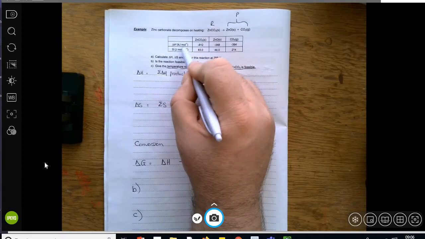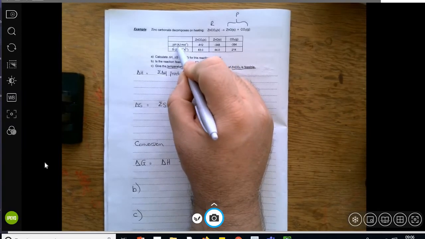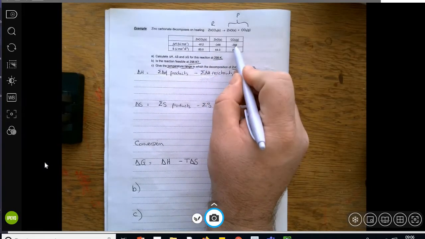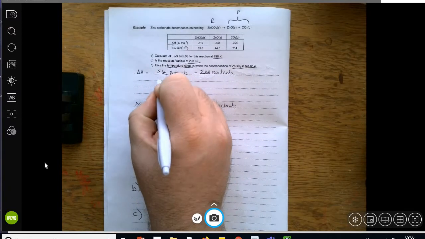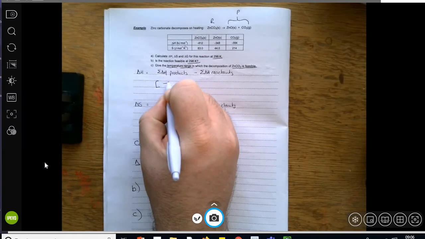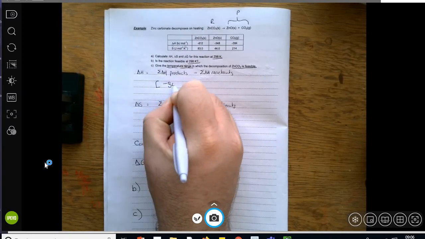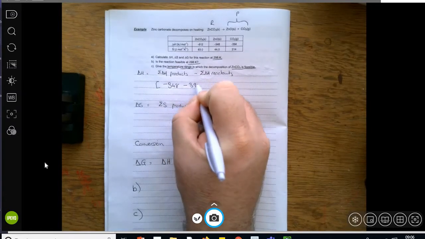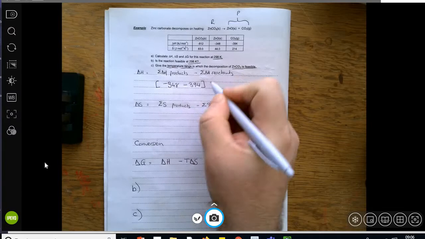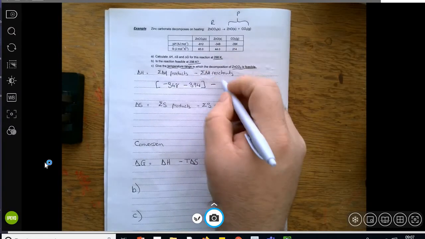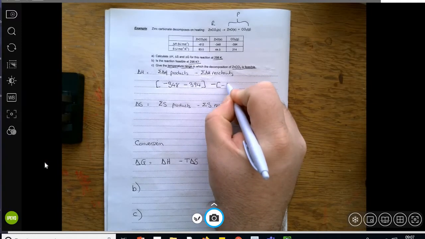Okay, so if I'm going to work this out, I'm looking at the table, we've got the delta H formation here, and notice they're in kilojoules per mole. So if we're going to work this out, we've got products minus reactants. So I'm going to put these into square brackets, just so I'm grouping them together. So I've got minus 348 minus 394. And then I'm subtracting from that the reactants, which is minus 812.